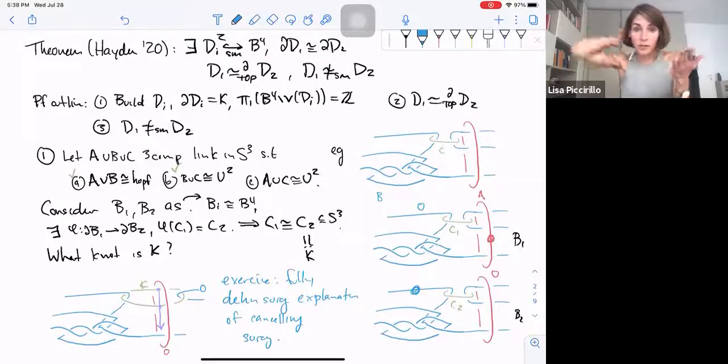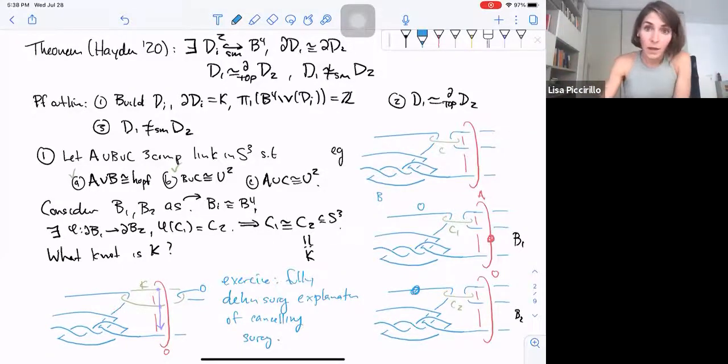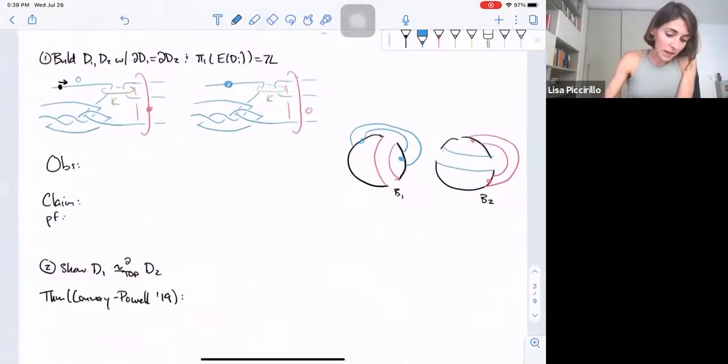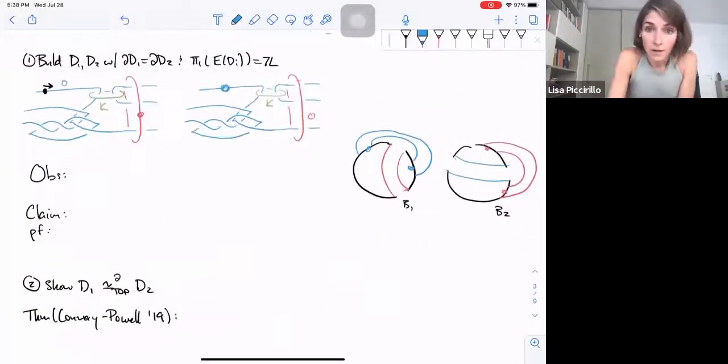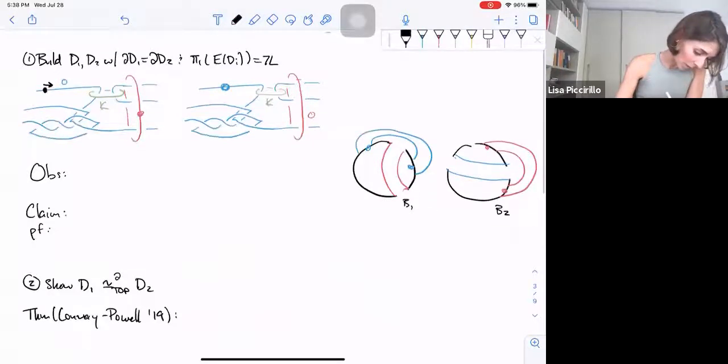So far, we have two funny pictures of the four ball, with one knot, and we can see it in the boundary of each of our funny pictures. Now let's try to find a pair of discs that the knot bounds. So the observation is that, well, we can do it.